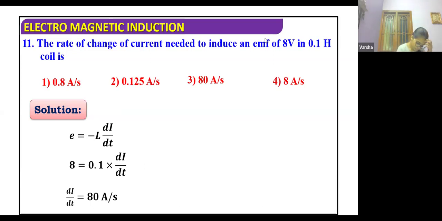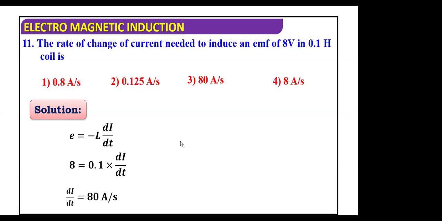EMF, self-inductance. Self-inductance is the property of the coil by virtue of which the coil opposes the change in the current flowing through it. Asha, any doubts? No, sir.